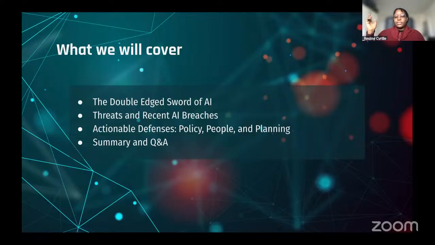We'll look at the double-edged sword of AI. I would explain that as we go through the presentation, threats, and some recent or known breaches. Then we'll talk about people, planning, and policy when we talk about defenses. And I would entertain some questions if anyone has. Hopefully, I'm clear enough and then no one will have questions.